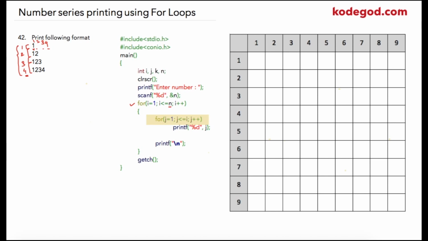And for the second loop, we need to restrict the number of times these values are printed to the row number. Like in the first row, we have printed 1 number. In the second row, we have printed 2 numbers. In the third, 3 numbers. And in the fourth, 4 numbers.